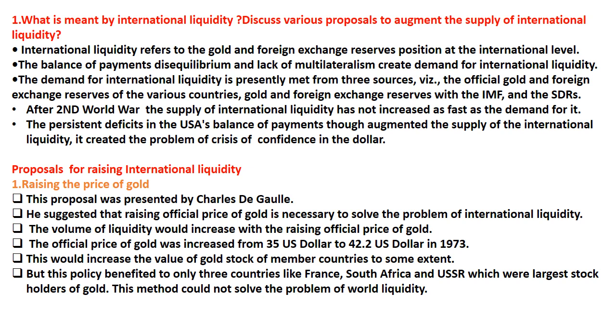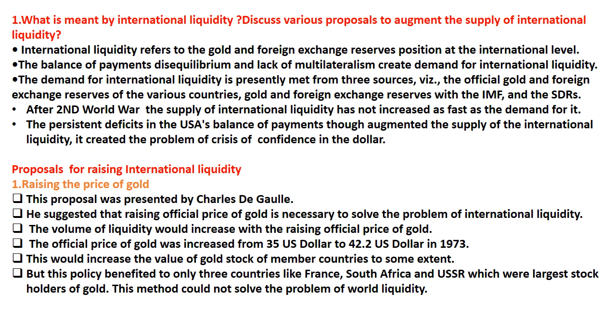So many economists came with certain proposals for raising international liquidity, and the first proposal is raising the price of gold, which was proposed by Charles Rueff. According to him, raising the official price of gold is very much necessary for solving the problem of international liquidity. At that time the price of gold was 35 US dollars, and he wanted that to be increased to 42.2 US dollars, that is in 1973.